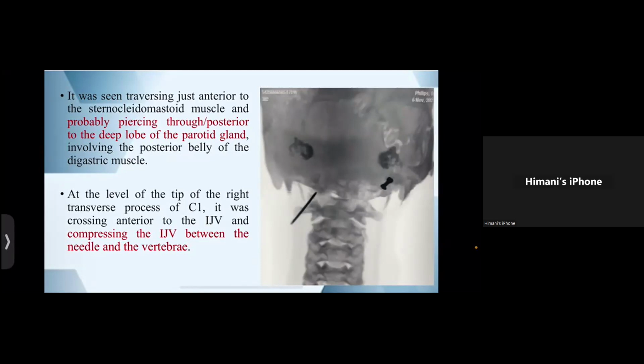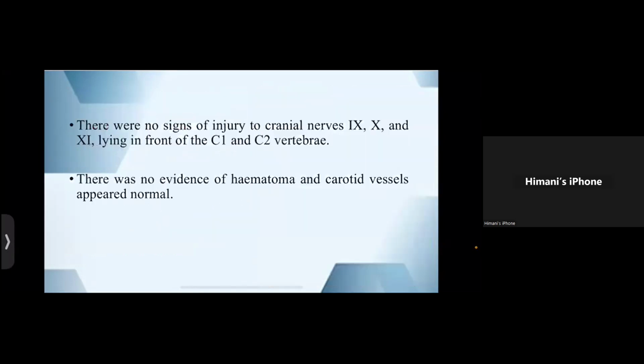So it was in close proximity to the internal jugular vein, but the lumen was still intact. There were no signs of injury to cranial nerves 9th, 10th, and 11th, lying in front of the C1 and C2 vertebrae. There was no evidence of hematoma, and the carotid vessels appeared normal.